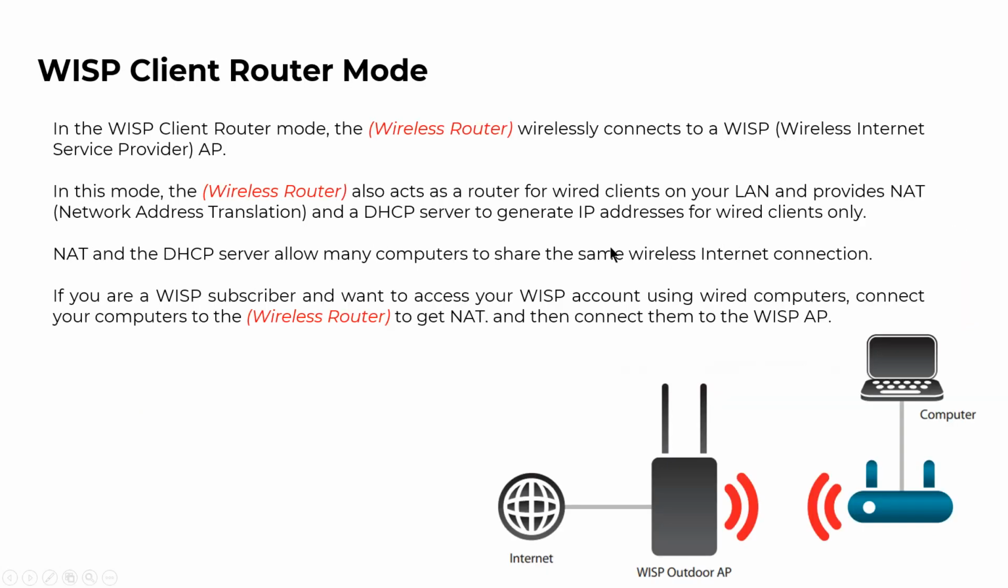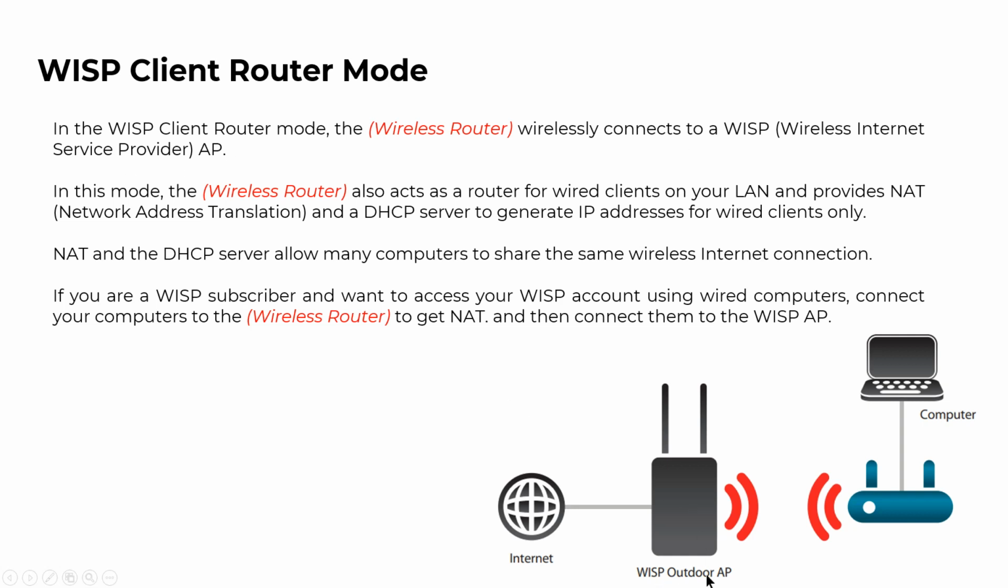Now, let's move to the WISP client router mode. It is related to, for example, when we are living in a smart community, and there is one internet service provider who provides the internet in the society or in a township without giving a wired connection. They provide one wireless device to be placed inside our home to get the internet connection. So in the WISP client router mode, the wireless router wirelessly connects to the wireless internet service provider's AP.